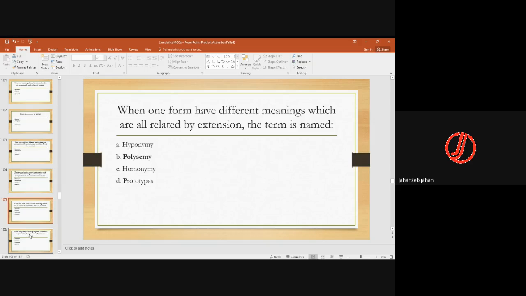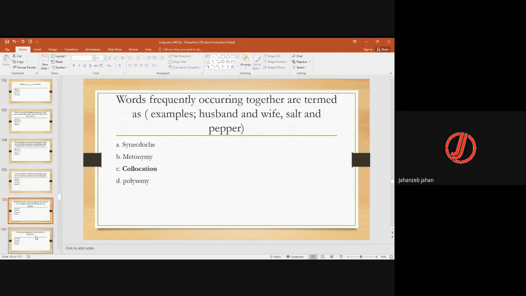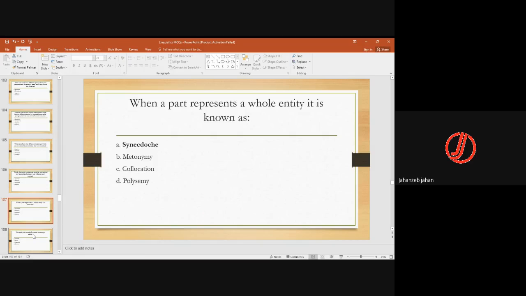When one word, one form, has different meanings which are related by extension, the term is known as polysemy. Like head है तो सर वाला head है, तो head of the family है, तो head of the institute है, इस तरह. Words frequently occurring together, like bread and butter, husband and wife, salt and pepper, are called collocations. When a part represents a whole entity, that is known as synecdoche.